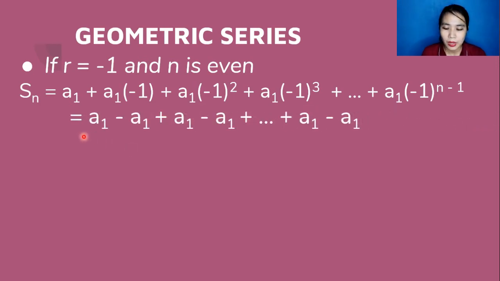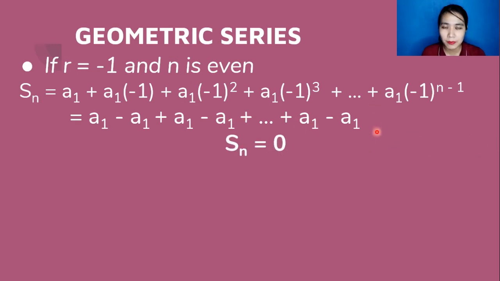So you will have a sub 1 minus a sub 1, because a sub 1 times negative 1 is negative a sub 1. Negative 1 squared is equal to positive 1 times a sub 1, which is positive a sub 1. Negative 1 cubed is negative 1 times a sub 1, which is negative a sub 1, plus so on and so forth, plus a sub 1 minus a sub 1. So in this given, we can now cancel a sub 1 minus a sub 1. Same thing with a sub 1 minus a sub 1 and a sub 1 minus a sub 1.